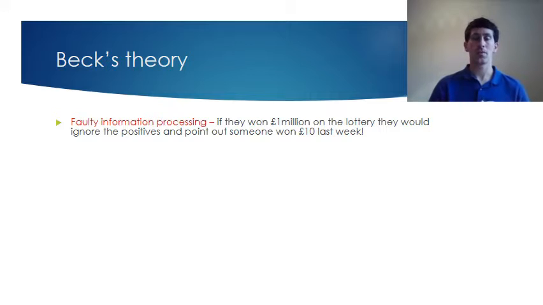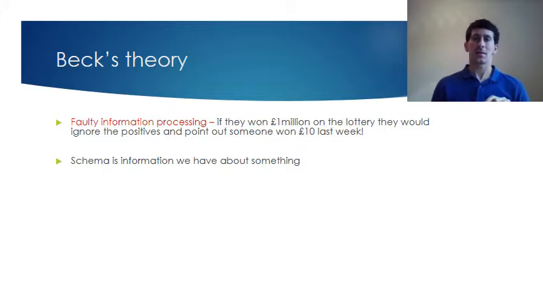To give you an example, if someone won £1 million on the lottery and they were depressed, they wouldn't see the positives in winning £1 million. That could be a life-changing amount of money. What they would see would be the negatives. They'd point out that last week someone won 10 million. The week before that someone won 20 million. They'd pick out the negatives even in really life-changing and happy events.